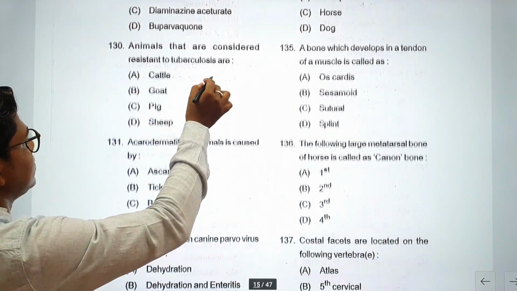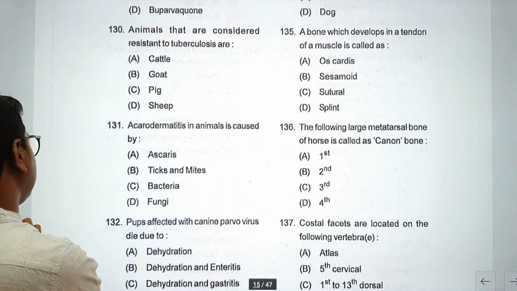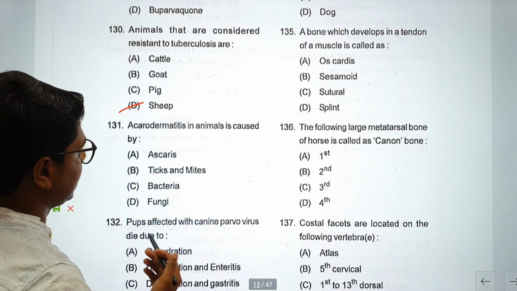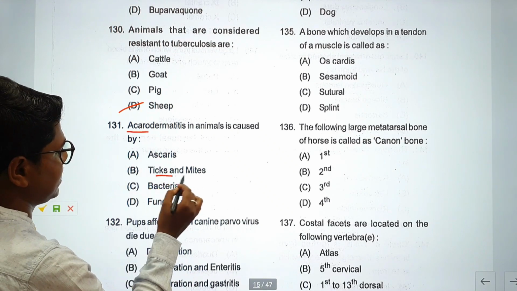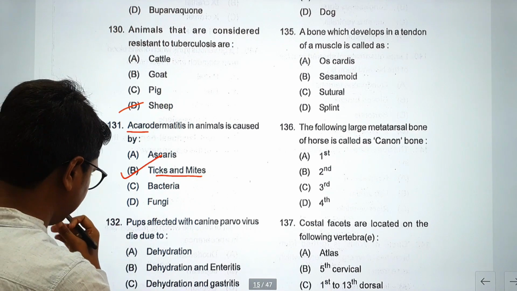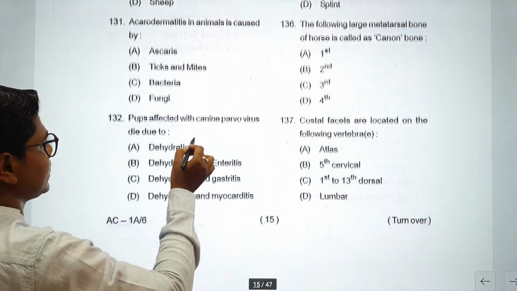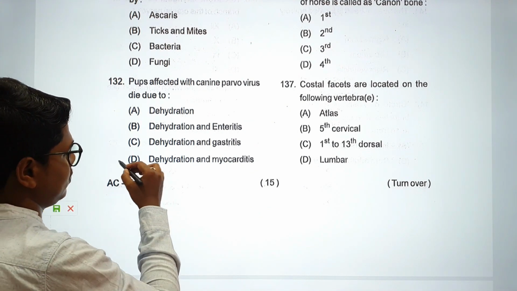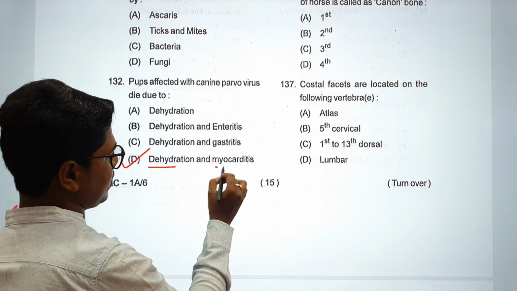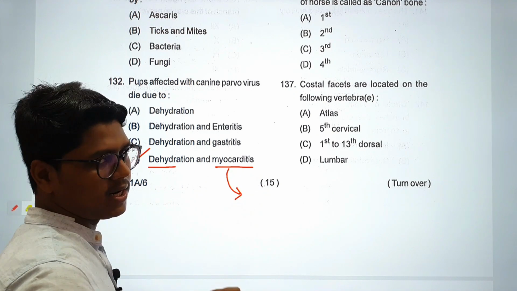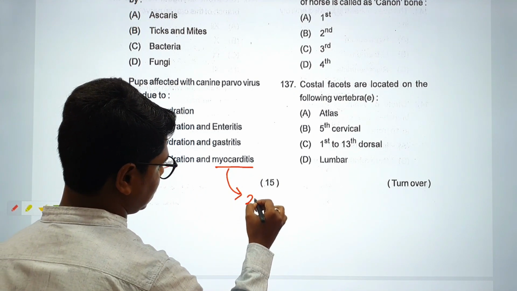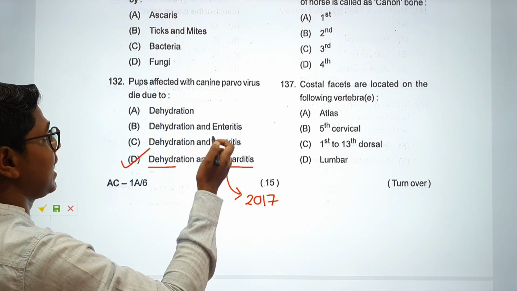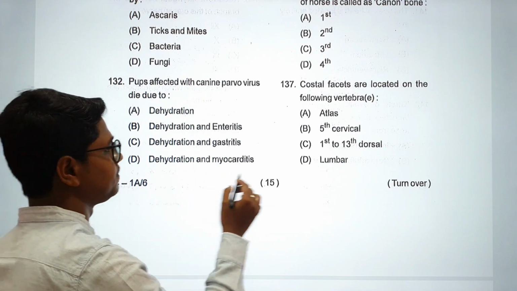Animals that are considered resistant to tuberculosis are sheep. Acarodermatitis in animals is caused by acarines, ticks and mites. Okay, so the answer is ticks and mites. Next question. Pups affected with canine parvovirus die mostly due to dehydration. In pups, you will also find myocarditis. You will find a very good article in PubMed published in 2017 regarding the myocardial infection, myocardial action of this canine parvovirus.